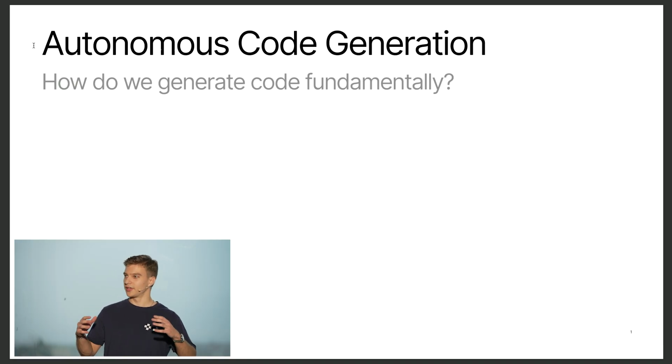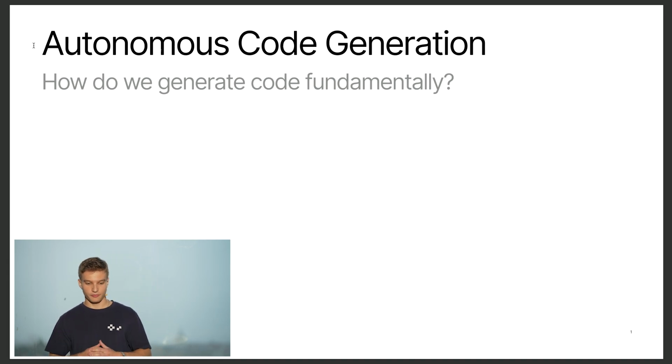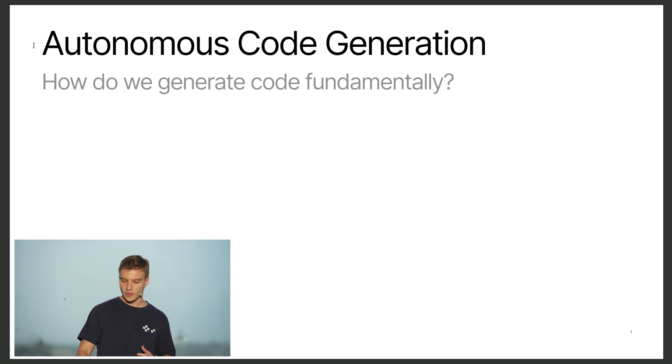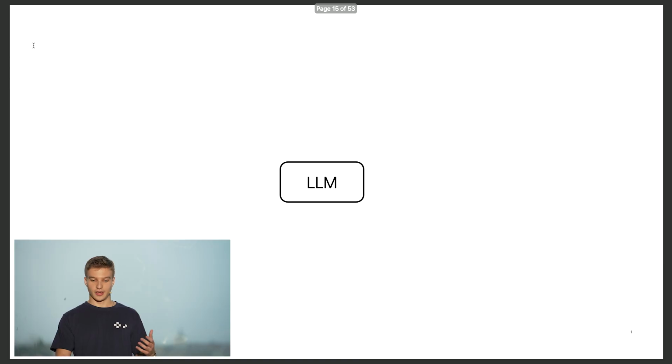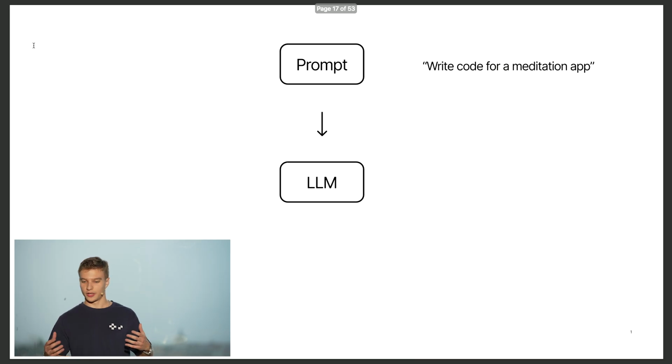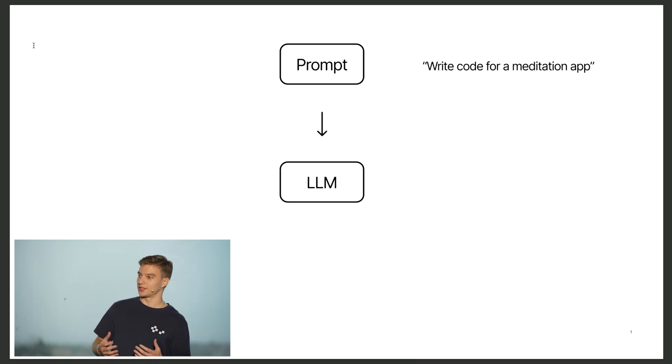So now that we know what Natively is and we have the context of where we are generating the app, generating the code inside of, let's get to the fun part, the code generation part. So how do we generate code fundamentally? Well, of course we can write it ourselves, but nowadays we want to use an LLM for this. So let's start here. We send a prompt to the LLM. For instance, write me the code for a meditation app.